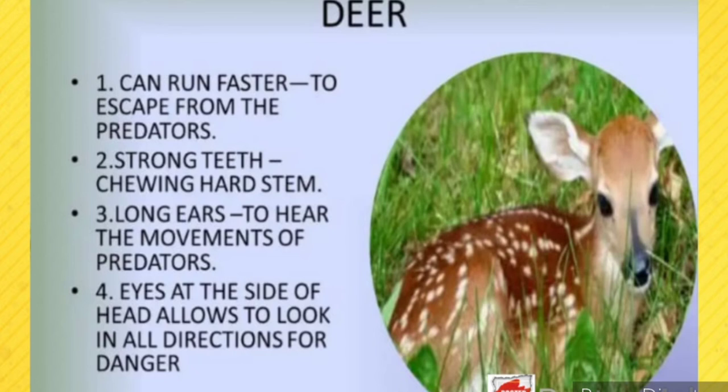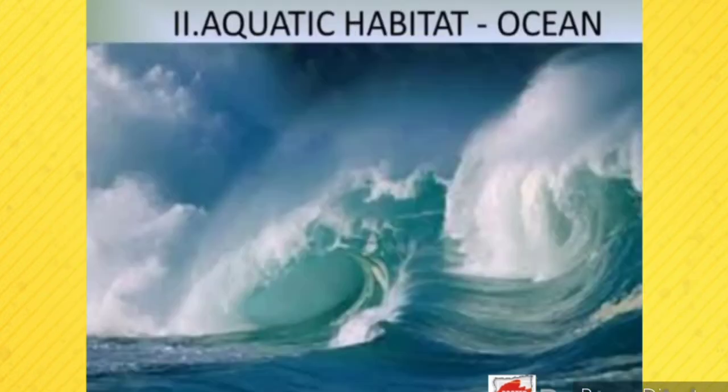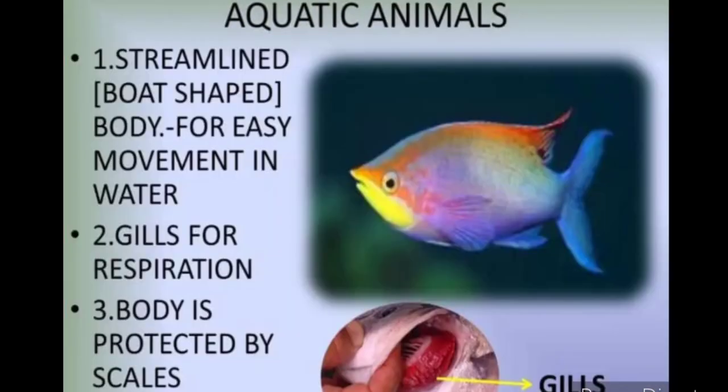Now another habitat which we have is the aquatic habitat, which is the habitat of water. And in aquatic habitat we generally study about the oceans and their animals and plants. So the aquatic animals adaptations are, first they have a streamlined or the boat-shaped body for easy movement in water. Then they have gills for respiration, and their body is protected by the scales.